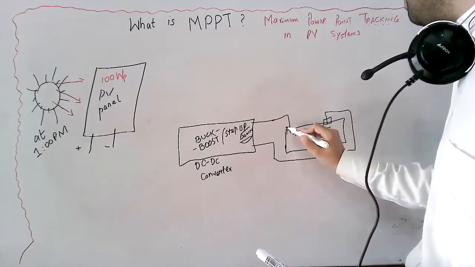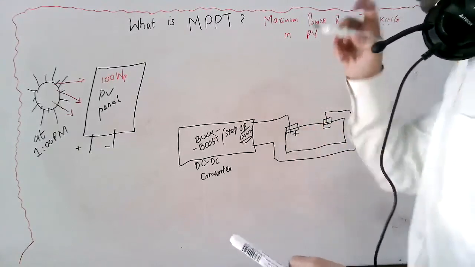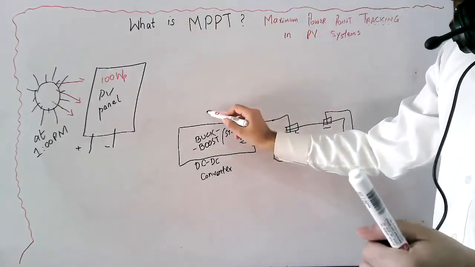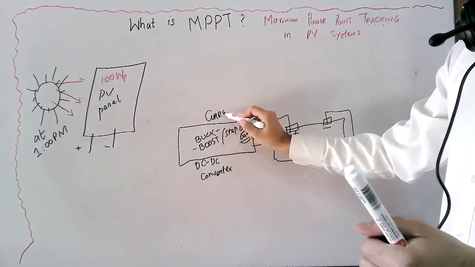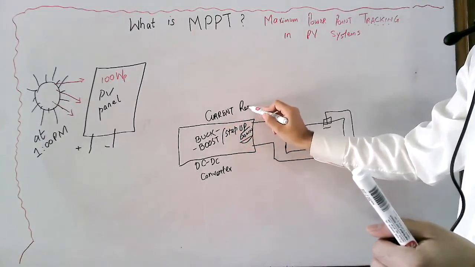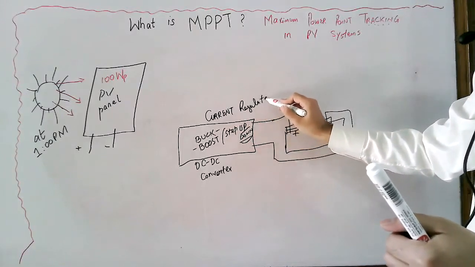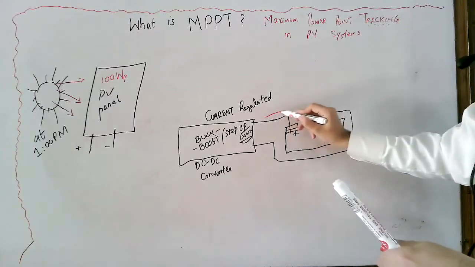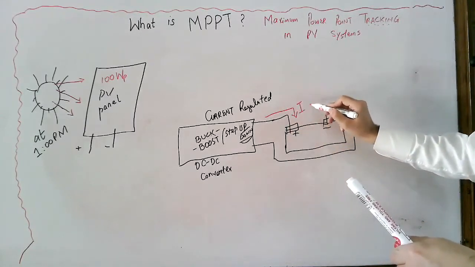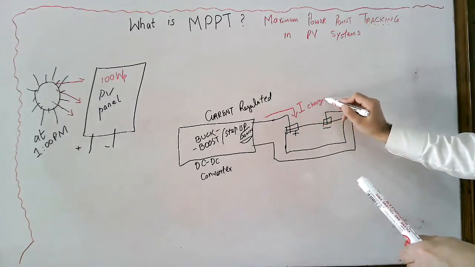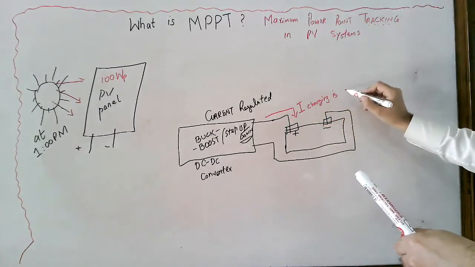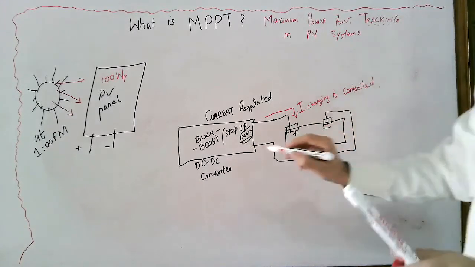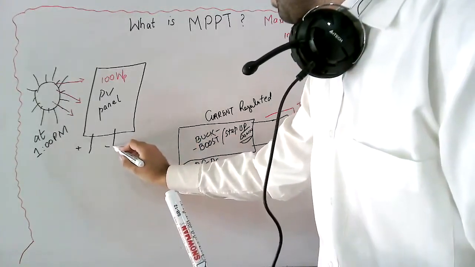Here you have a battery, and this is the current regulated as well. It is current regulated, that is, this is the charging current, which is controlled, okay, and here you have this.